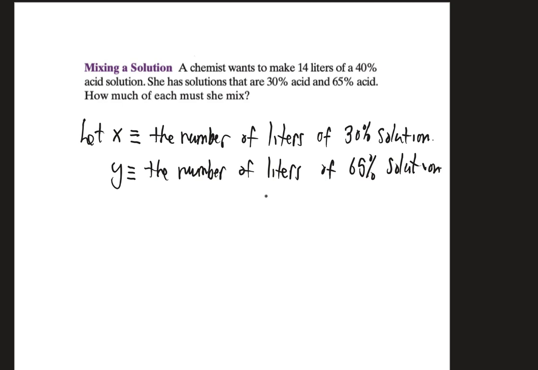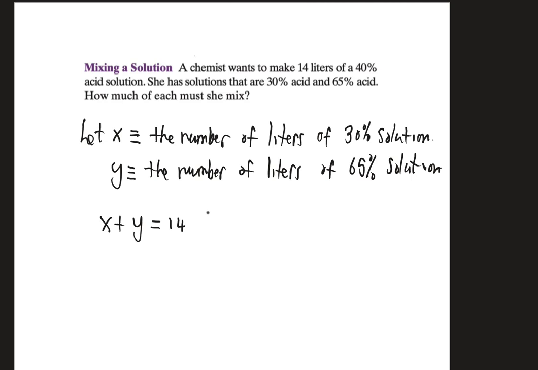Since there are two unknowns, we need two equations to even possibly come up with a unique solution for this problem, right? So we have to have two equations. Well, first, we know how much of this mixture we want. We want 14 liters, right? So when we take the number of liters of the 30% solution and the number of liters of the 65% solution and mix them together, we should get 14, right? Well, mixing them together is just addition. So here's our first equation: x plus y has to be equal to 14.